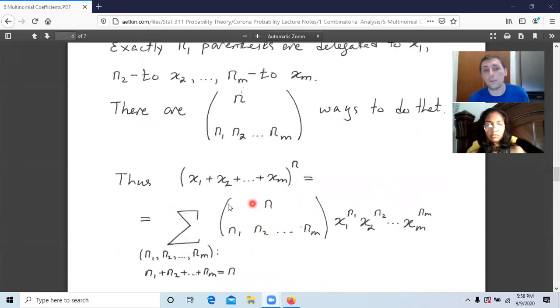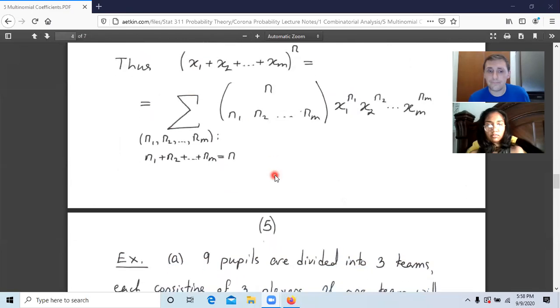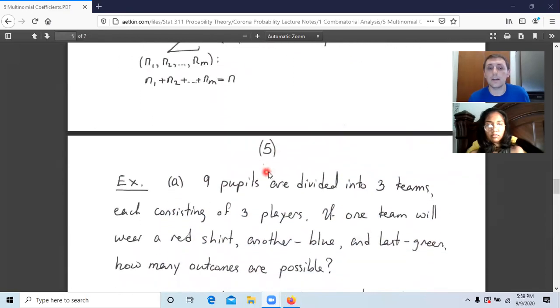So we now have a formula for the multinomial coefficient. Let's see if you can play this game. This is maybe a difficult question.